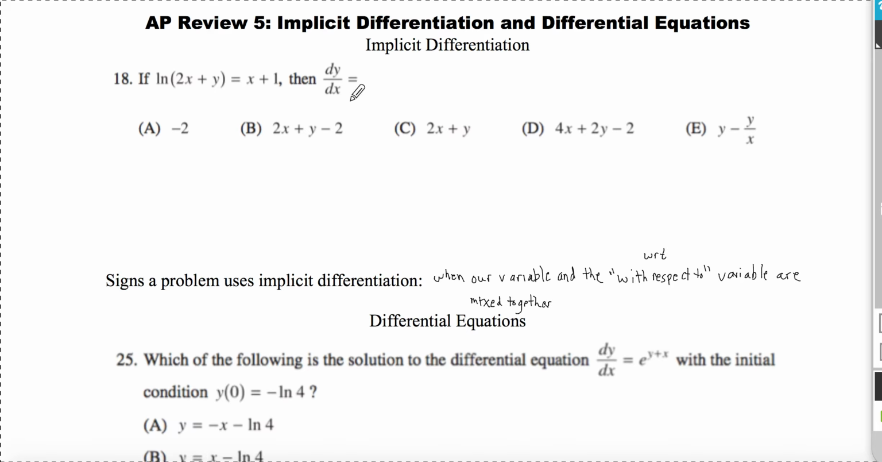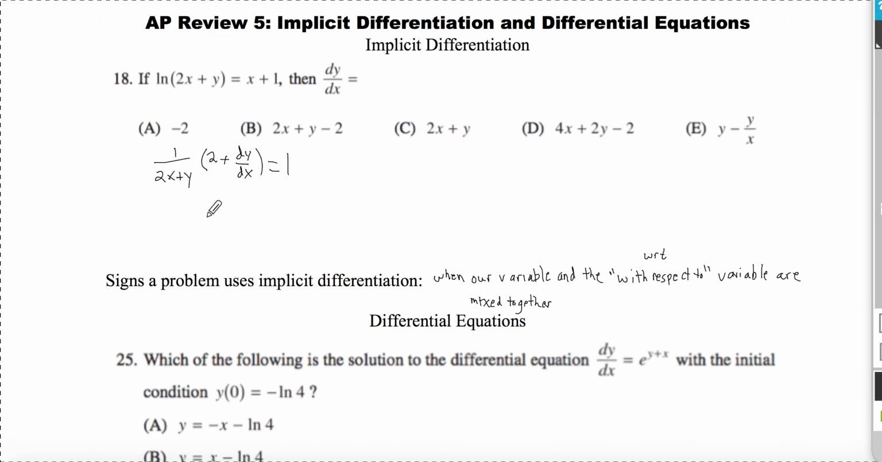Derivative of natural log of blah is going to be 1 over blah. That's the rule for the natural log function. Times the derivative of the inside. So this is a chain rule. So times the derivative of the inside. Derivative of 2x, x is our with respect to variable, so it's fine. Plus, but y is not our with respect to variable. So the derivative of y, we can just call dy dx. It's 1 times dy dx. Equals derivative of x is going to be 1, plus 1 is 0.